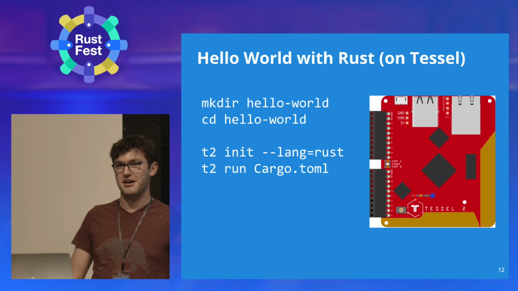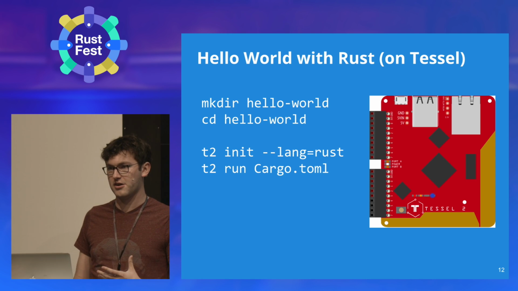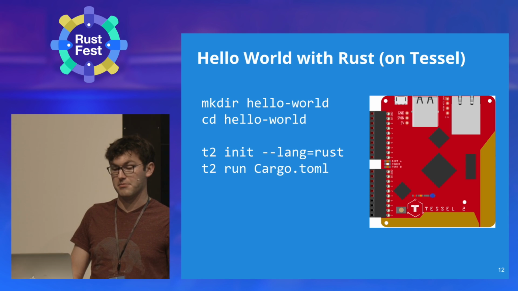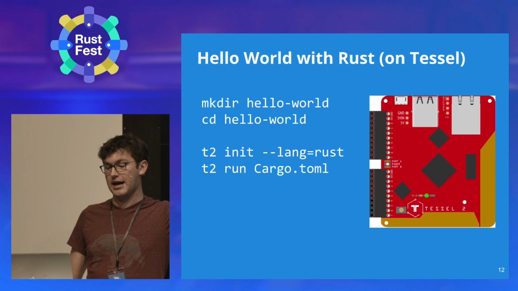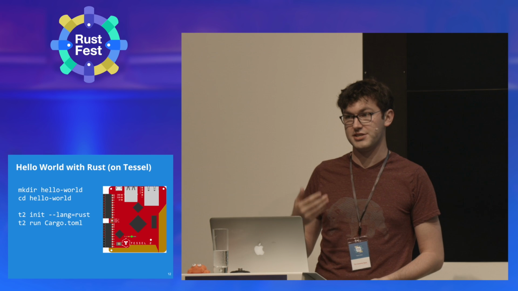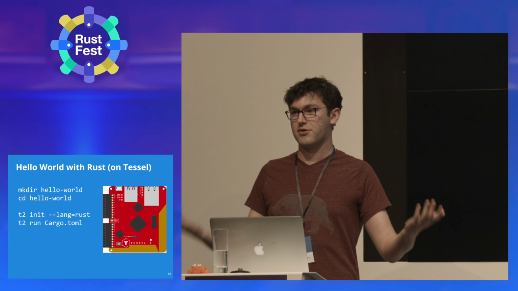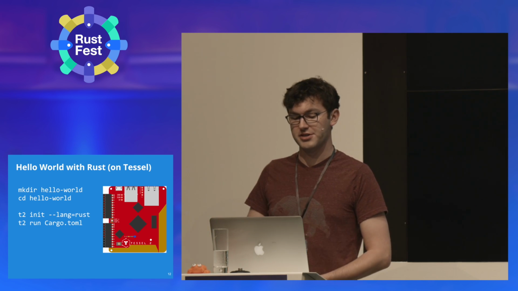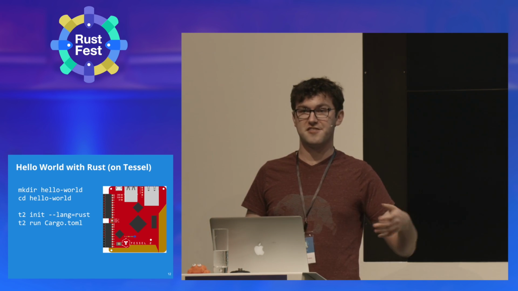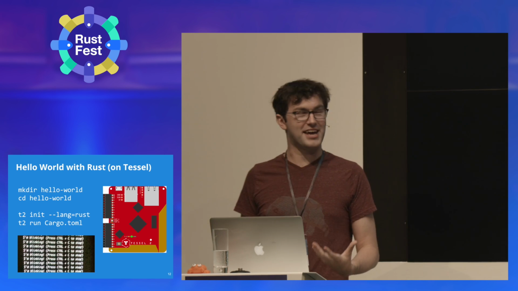So the basic hello world example is a blinking example. We want to blink some lights on and off. This is a combination of command line tools, which make it really easy to get started, and the Cargo ecosystem. So we can create a directory, we can cd into that directory. We can run t2 init and say the target language, which now is Rust. This has actually been merged in. And this will create a sample Cargo repository just like cargo init would. We can also then run t2 run and specify the name of the Cargo.toml file. And then your Tessel lights will start blinking. It'll start screaming at you that it's blinking. Please stop it if you can.